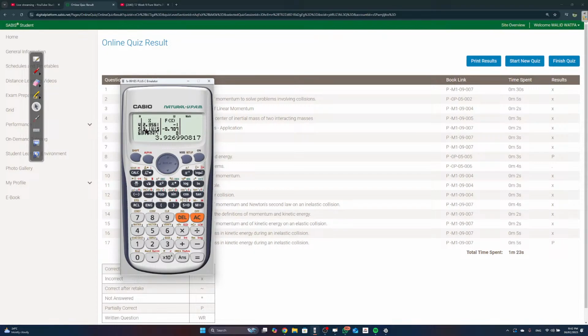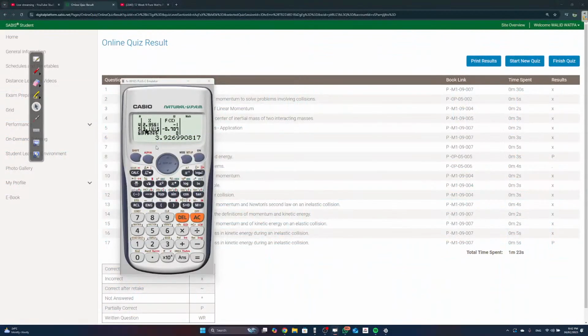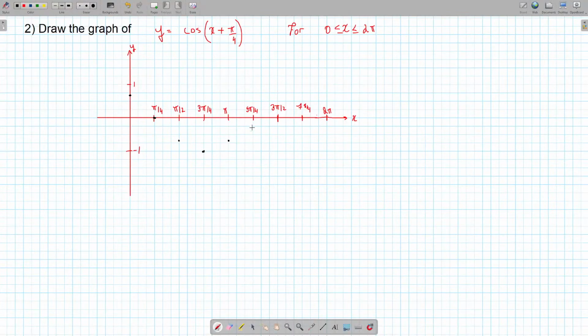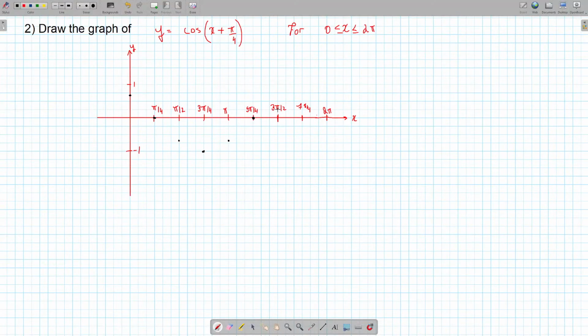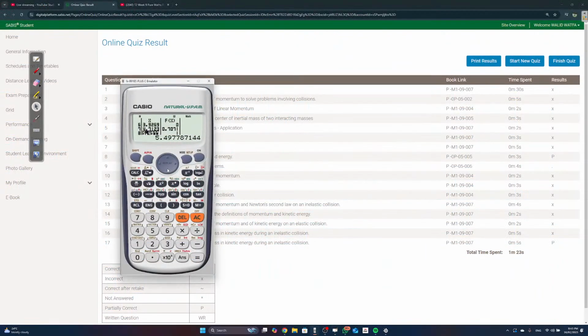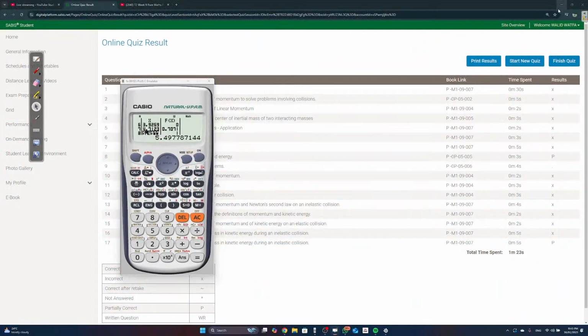At what comes after pi? 5 pi over 4, it says 0. At 3 pi over 2, it's 0.7 again. 7 pi over 4, it's at 1. Then at 2 pi, it should go down again. 0.7.